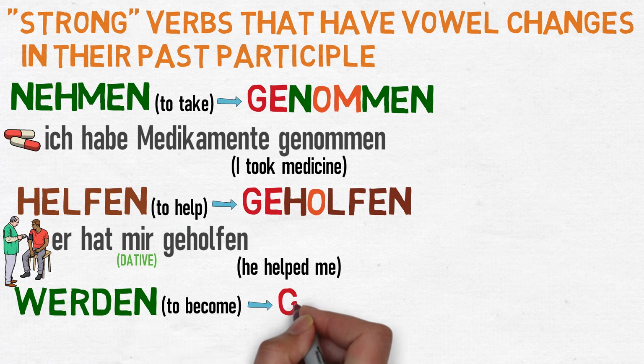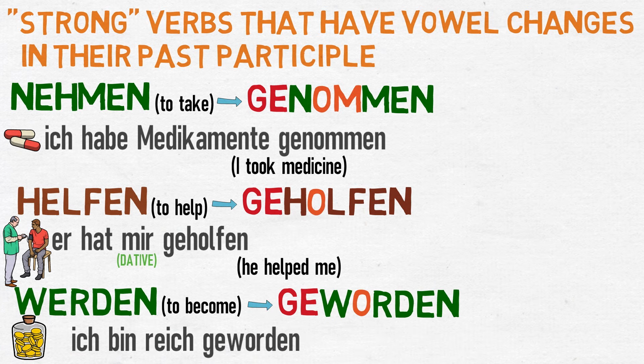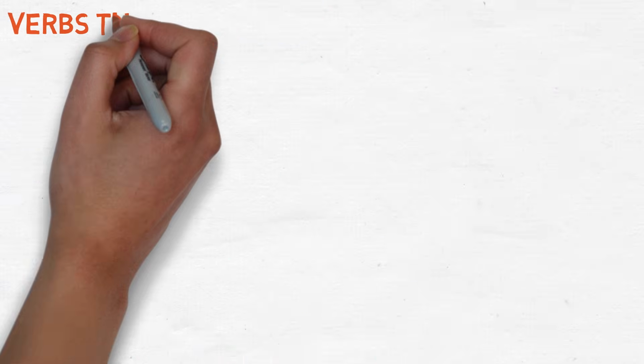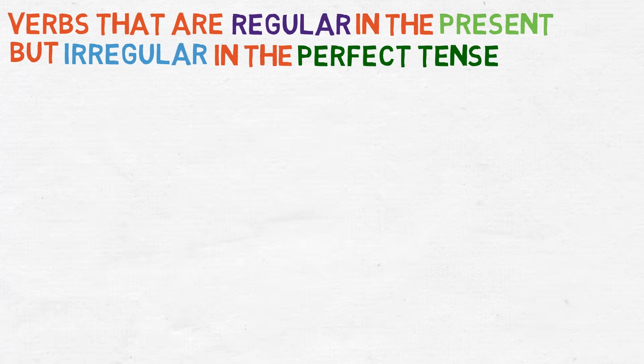Werden, to become, becomes geworden. Ich bin reich geworden. I became rich. Here we use sein as the helping verb as there's a change of state. I've become something new. Some verbs are regular in the present tense but irregular in the perfect tense.